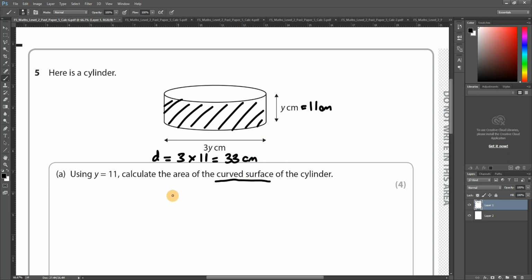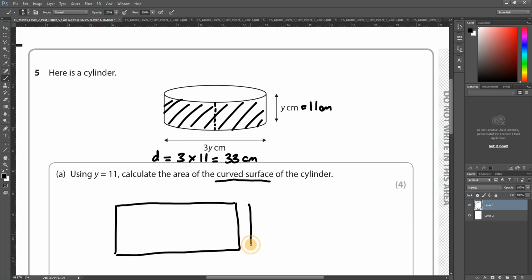How to work that out? If you imagine, if you cut down the center of that curved surface and unwrap it, think of it like a label on a tin of beans. It's going to be a rectangle. Okay, so there's your height, same as this height here, so that's 11. That's all right.